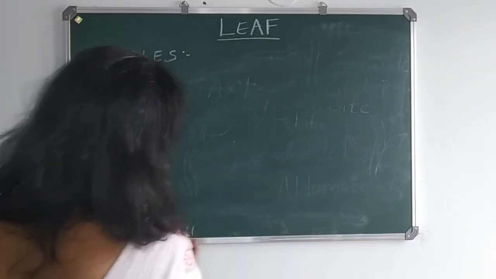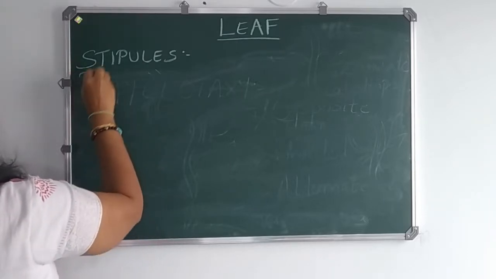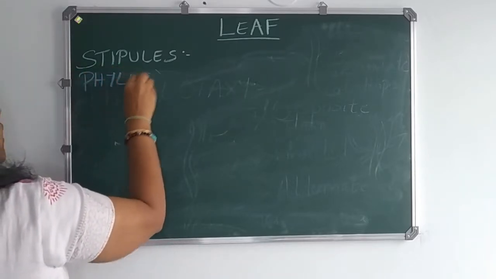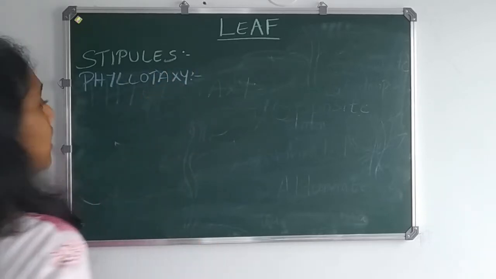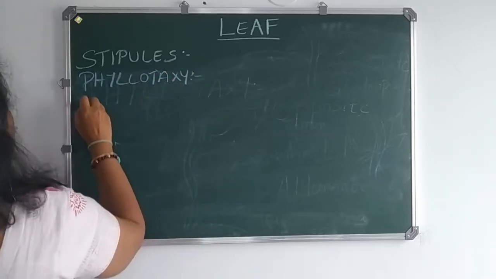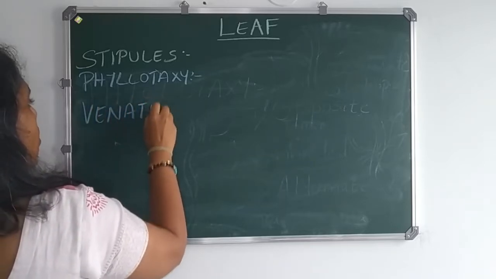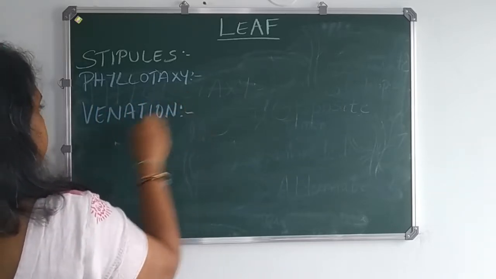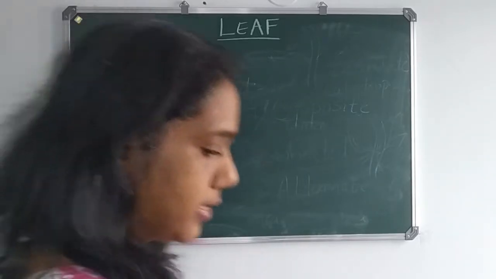With this, we are now going to move on to a very important, very interesting aspect of the leaf. So students, till now we finished with stipules, then we finished with Phyllotaxy, types of Phyllotaxy and its examples, and now we are going to move on to a very important subject called venation. Now what is this venation?